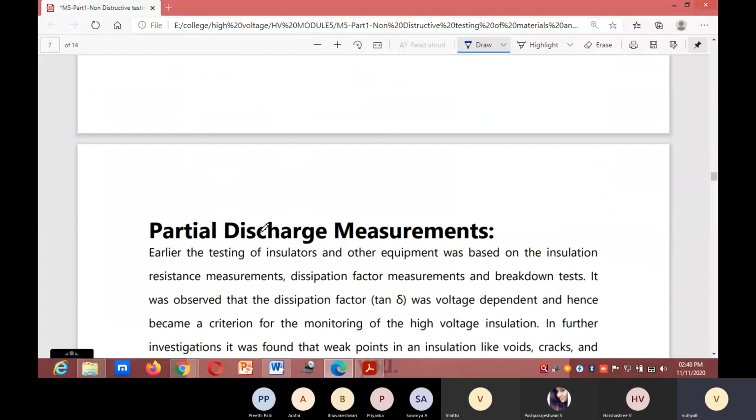In the next class I will explain about the partial discharge measurements.